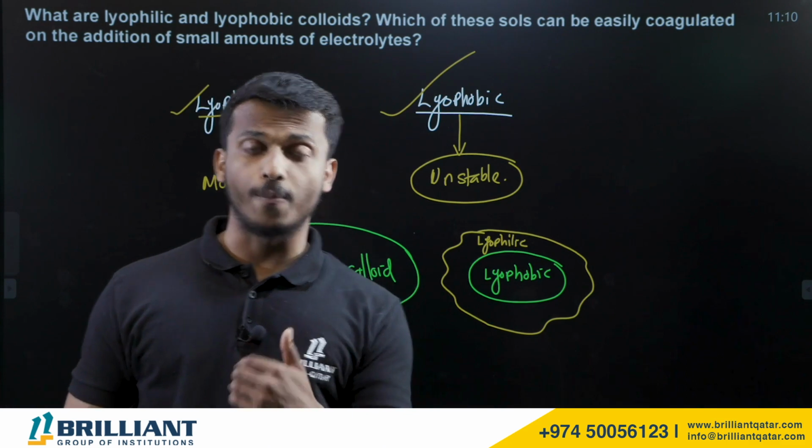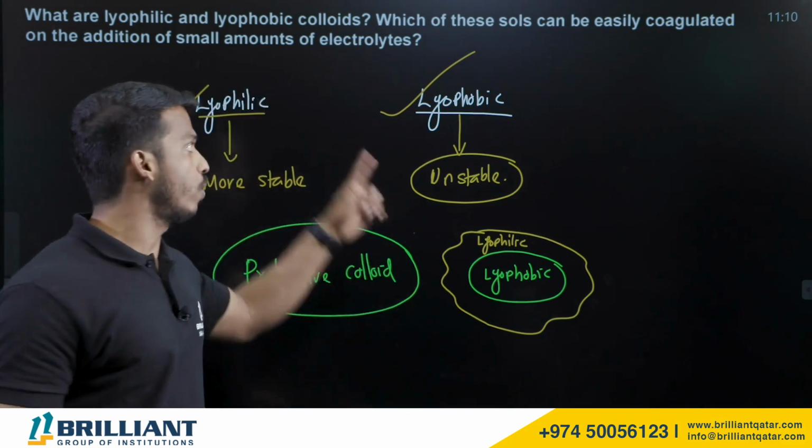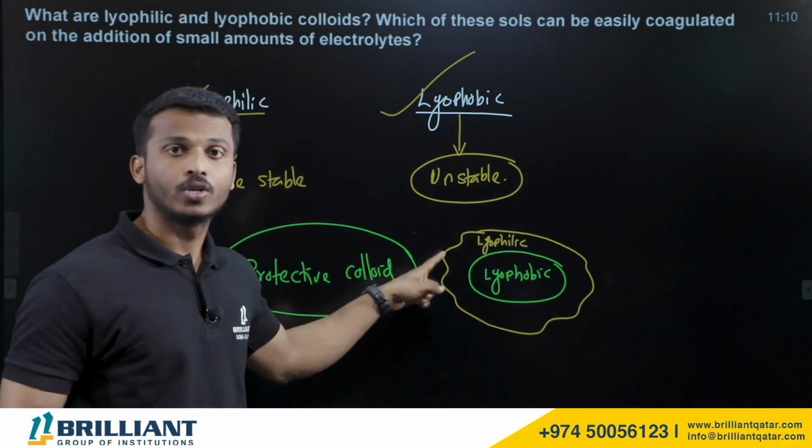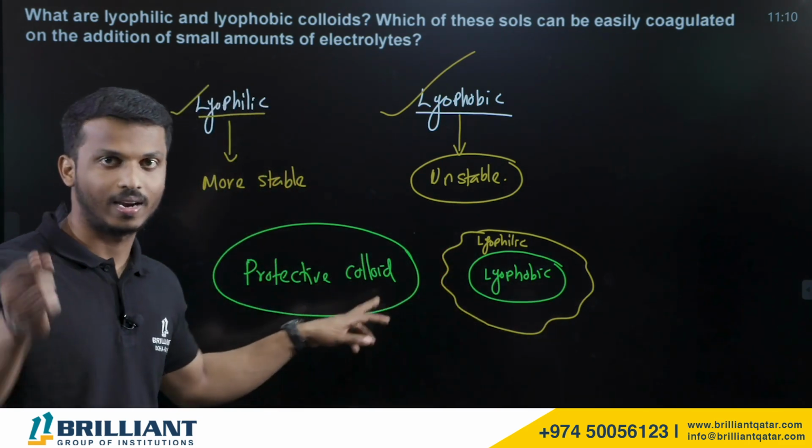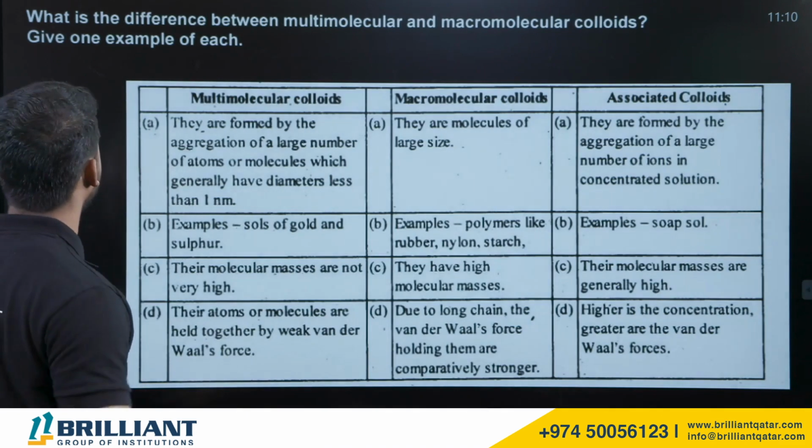Lyophobic is unstable, so immediately it can undergo coagulation. But it can be prevented by the addition of which one? A lyophilic layer. So the lyophilic layer acts here as a protective colloid. Clear all of you? Okay, next one.